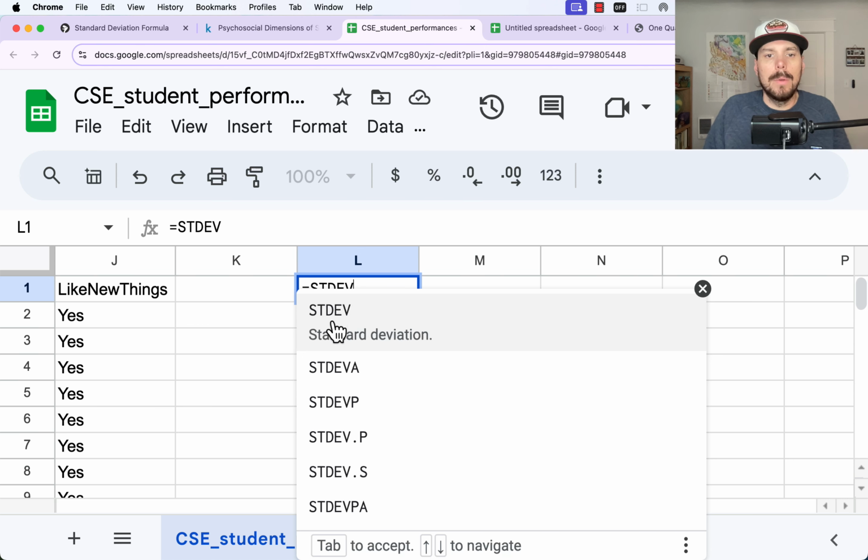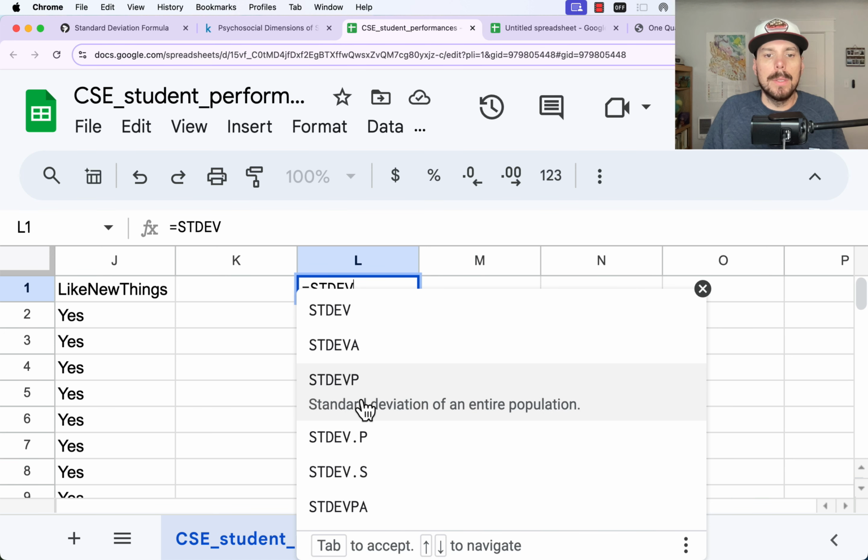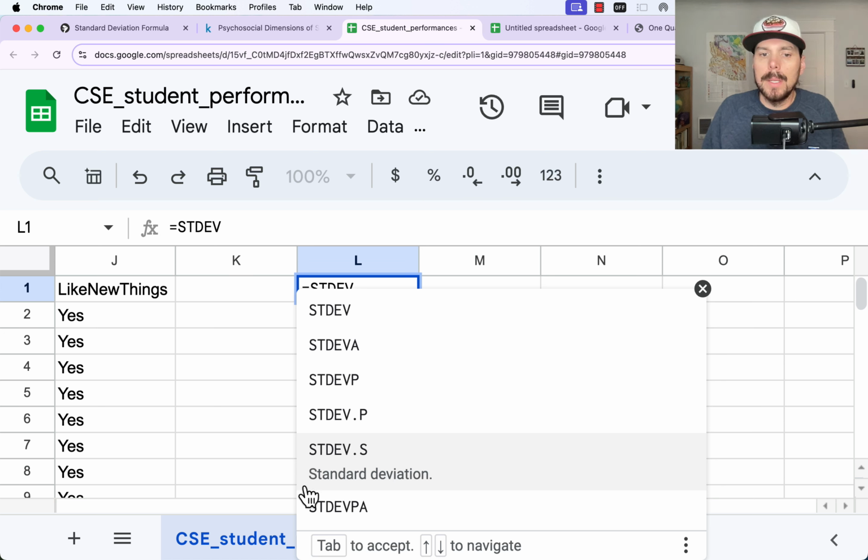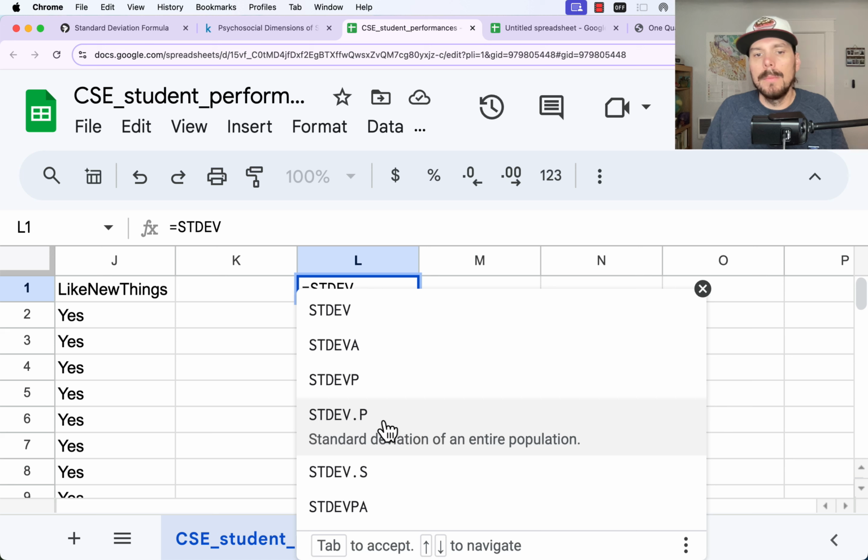This one has no specification, so we would assume that's for a sample. These first three are older versions. Actually, down here is the new standard for Excel and Google Sheets, STDEV.P or .S. And you see that this one just says standard deviation. It doesn't even say sample. That's because the default is sample. Here we have an entire population.